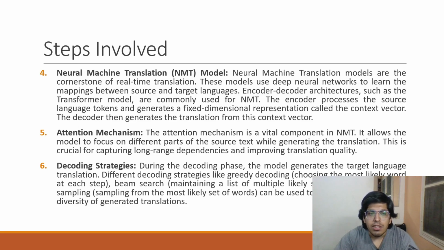The next step is the neural machine translation model. NLP models are the cornerstone of real-time translation. These models use deep neural networks to learn the mappings between source and target languages. Encoder-decoder architectures such as the transformer model are commonly used for NMT. The encoder processes the source language tokens and generates a fixed-dimensional representation called the context vector. The decoder then generates the translation from this context vector.